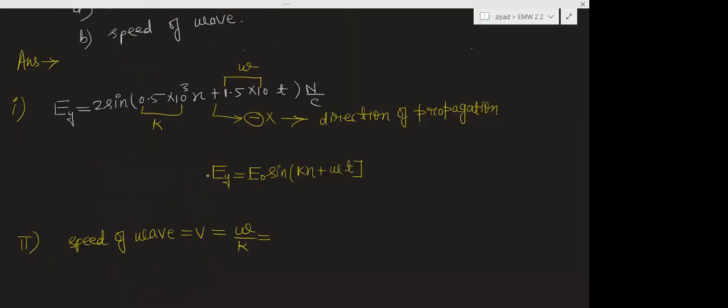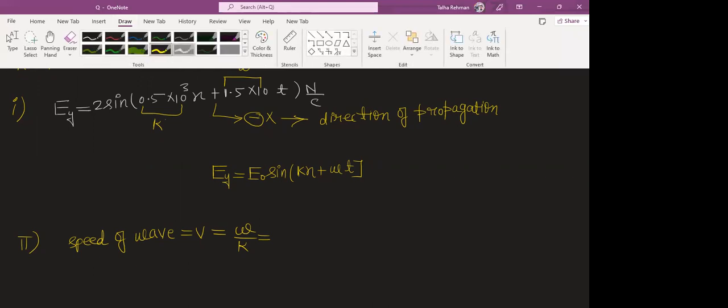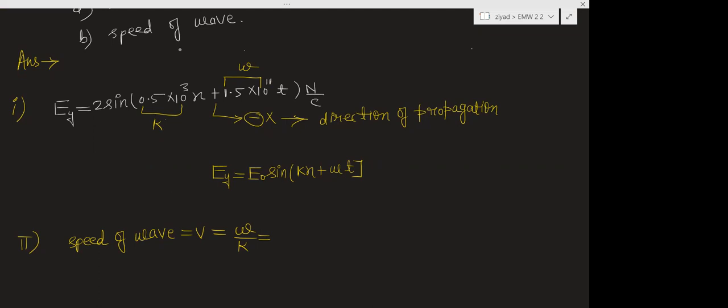So what is omega? Now tell me what is omega. 10 to the power 11. 1.5 into 10 to the power 11. So we will put here, instead of omega, 1.5 into 10 to the power 11. What is k? 0.5 into 10 raised to the power 3. So can you tell me the answer?